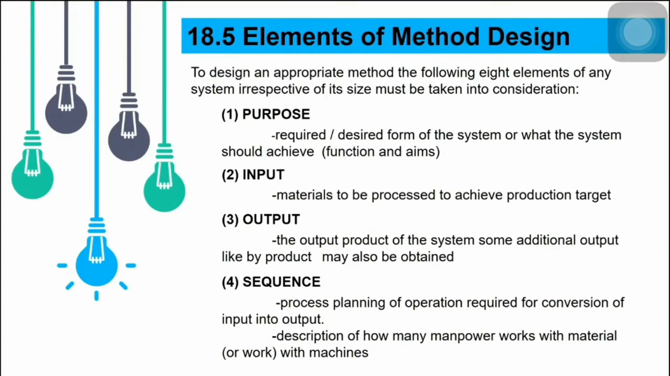Elements of method design. To design an appropriate method, the following 8 elements of any system, irrespective of its size, must be taken into consideration. First, the purpose, the required form of the system or what the system should achieve. Second, input, materials to be processed to achieve the production target. Third, the output, the product of the system; some additional output like byproducts may also be obtained.